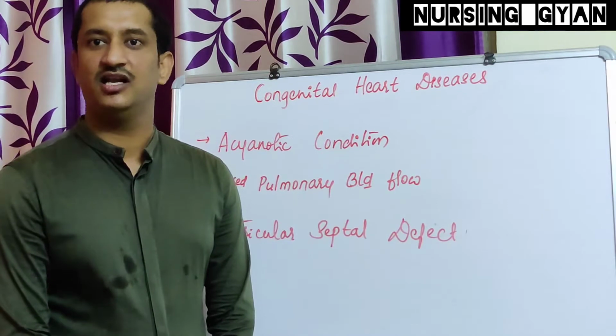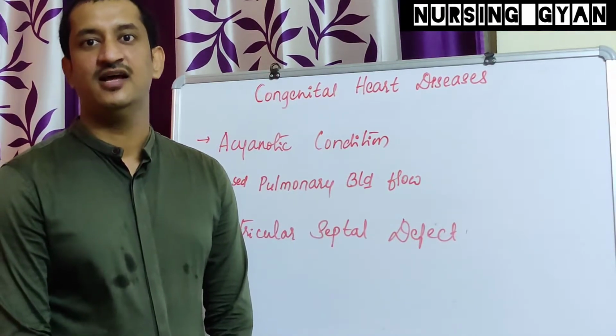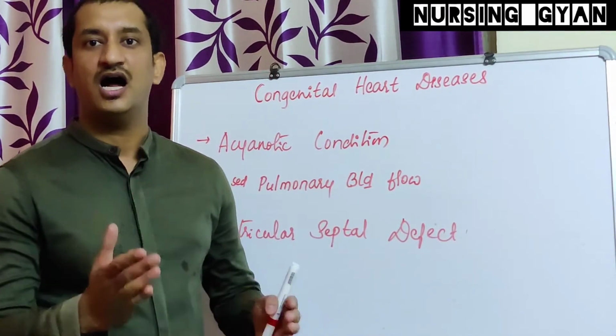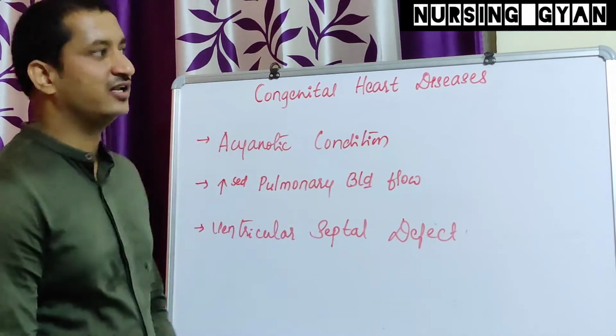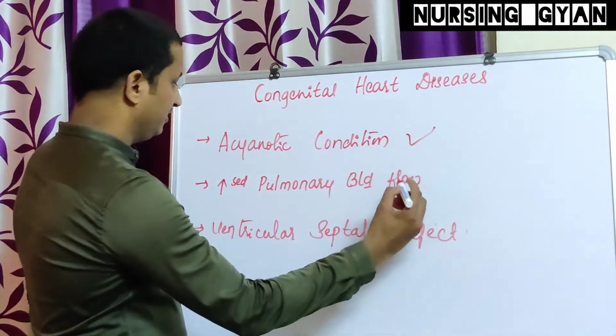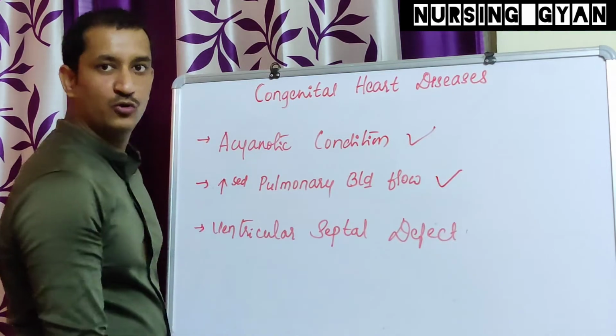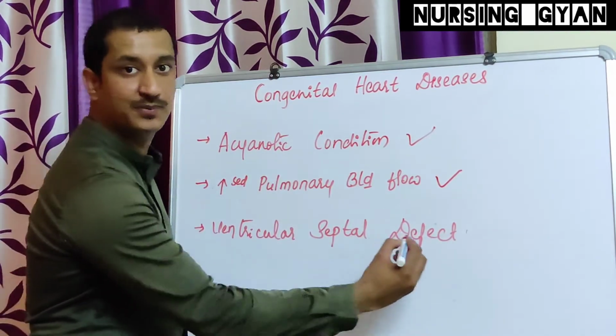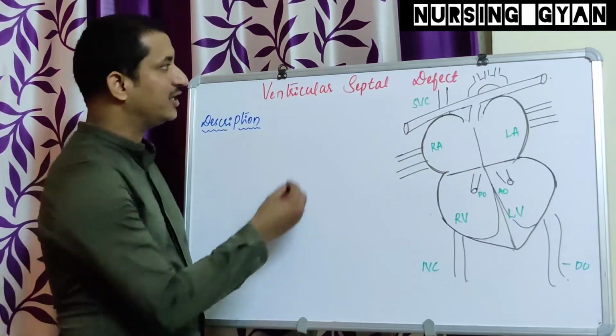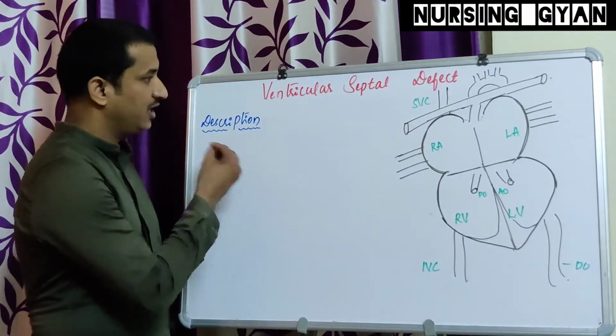As we were discussing related to the congenital heart disease series, last class we explained the atrial septal defect. Today, under the same acyanotic condition, that too under increased pulmonary blood flow, we will discuss the ventricular septal defect. Well, starting with ventricular septal defect, about description.